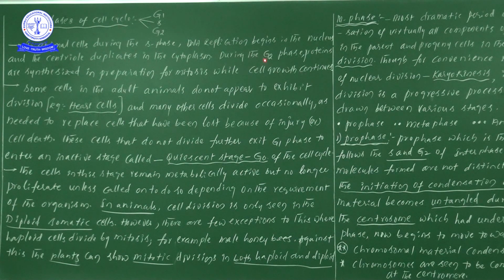Next, the G2 phase. That is our information regarding the G2 phase of interphase. Proteins are synthesized in preparation for mitosis while cell growth continues. So the cell growth process carries on. While this is taking place, in the G2 phase proteins are synthesized in preparation for mitosis. All the proteins required for the process of mitosis are prepared in the G2 phase.